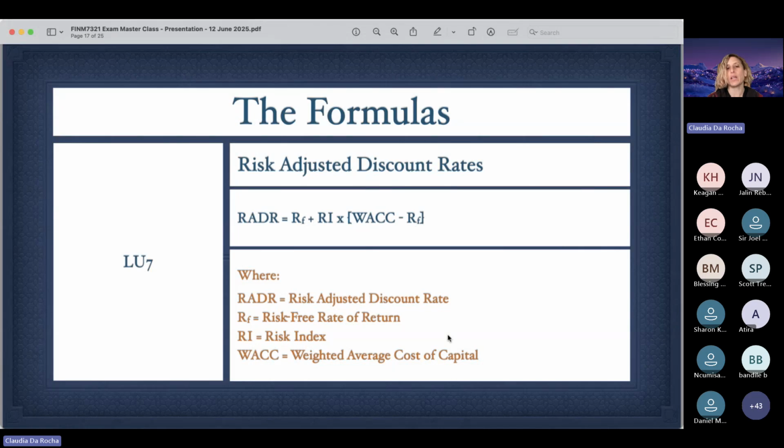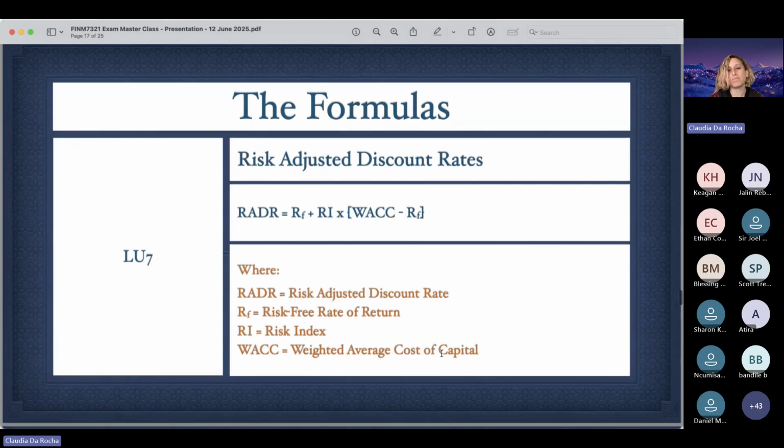So it can be asked, it can be incorporated into other aspects. So for example, if you have a learning unit 6 question, we can bring that in. So just to understand the difference. It's not really a huge difference. It's just a different way of asking for a discount rate that accounts for risk.